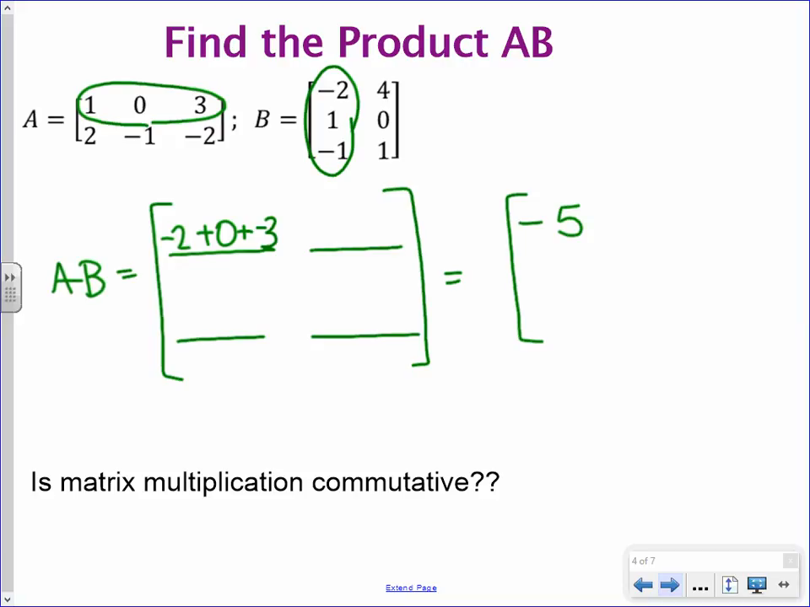It would be my advice that you show this step right here instead of just multiplying and adding all of those numbers in your head to get the negative 5. Okay. Then we will move on to first row, second column. Let's do those products. 1 times 4 plus 0 times 0 plus 3 times 1. So our first row, second column entry is 7.